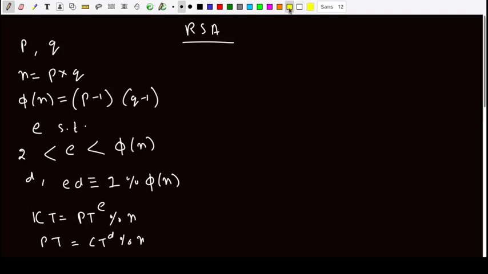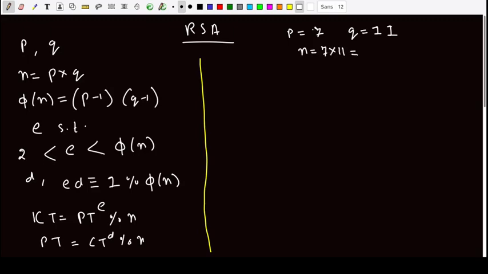Now let us take an example. Let p equal 7 and q equal 11. So p and q are prime numbers here. What will be the value of n? n equals 7 into 11, which is 77. What will be the value of phi n? Phi n equals (p minus 1) into (q minus 1), which is 6 into 10, which is 60.